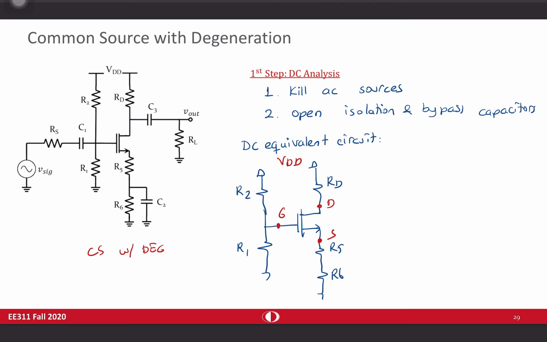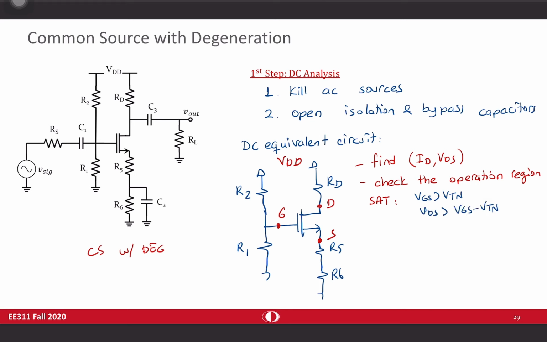And then what you need to do is find the quiescent point, ID, VDS for this circuit, and check the operation point, operation region, which means that it should be in saturation, and therefore VGS larger than VTN, VDS larger than VGS minus VTN, when ID is equal to 1/2 Kn (VGS minus VTN).